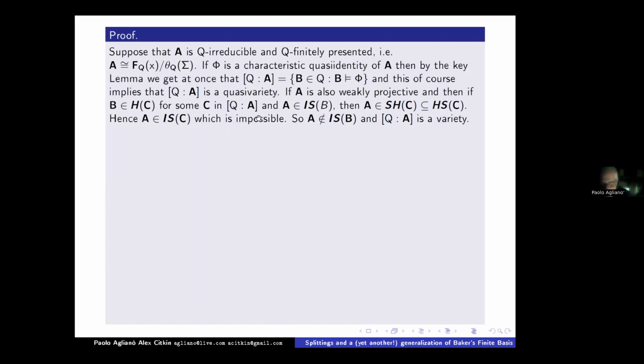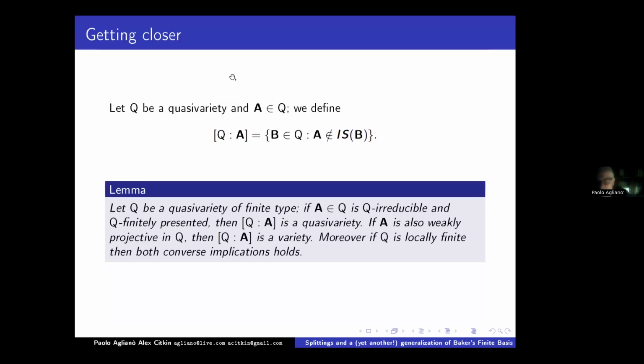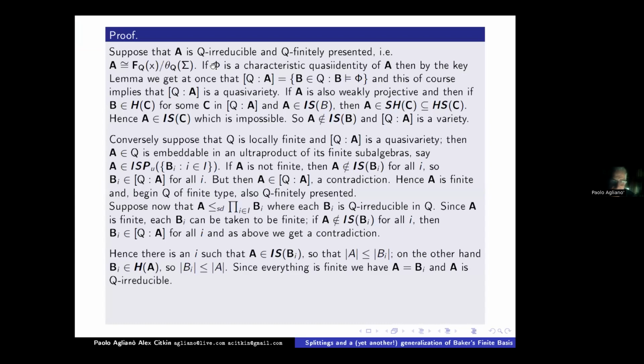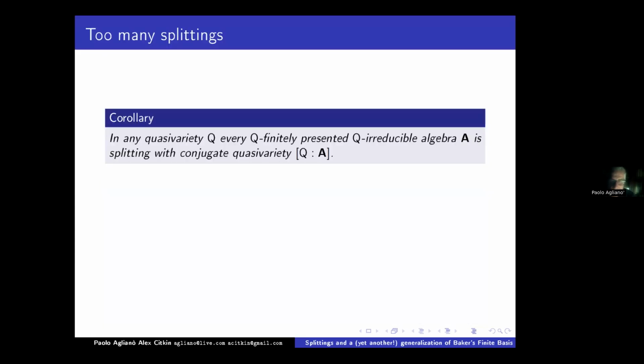And the other parts are totally similar. We simply use the normal properties of being Q finitely presented and Q reducible. Nothing major. So what is the corollary?